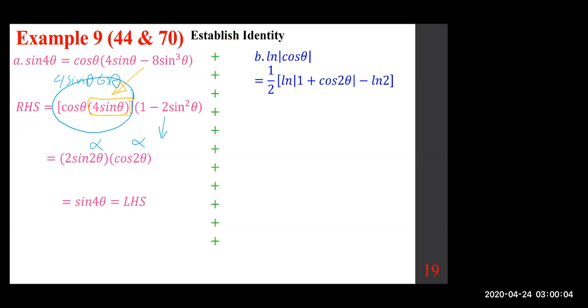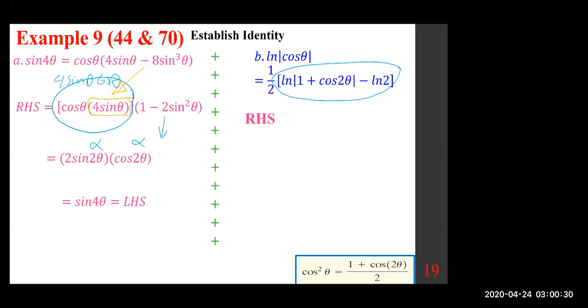We want to establish that the natural log of cosine is half of ln of 1 plus cosine 2 theta minus ln 2. Clearly, the right-hand side seems to be more complicated. We are going to start with the right-hand side. To use the right-hand side, we are going to put these two together using the logarithmic formula, the quotient rule. I hope you remember the logarithmic formulas, okay? So here's the quotient rule. Everybody remembers that, yes?